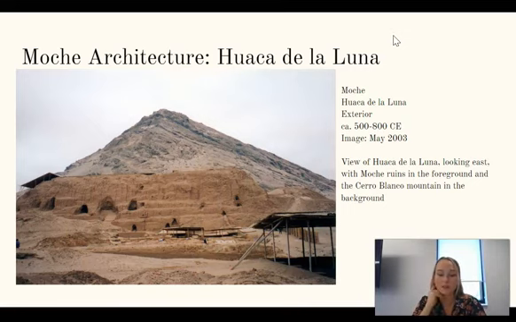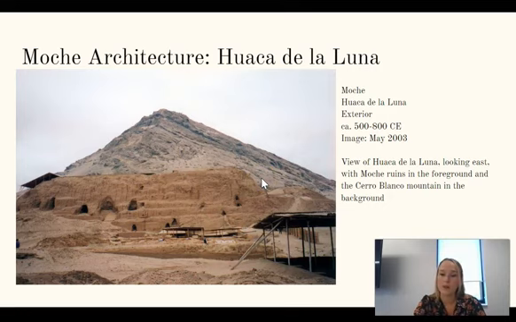This is the smaller of the two pyramidal structures located at the site of Moche. This is the view of Huaca de la Luna looking east with the Moche ruins in the foreground and the Cerro Blanco mountain in the background. So this is a mountain in the background. What we're looking at is this very eroded Adobe brick pyramid structure in the foreground.